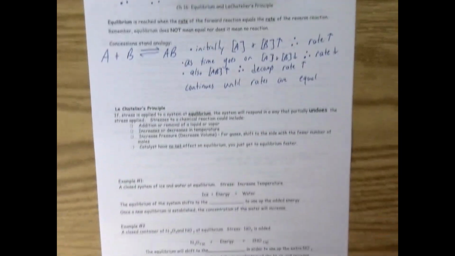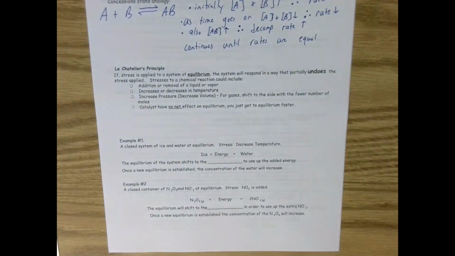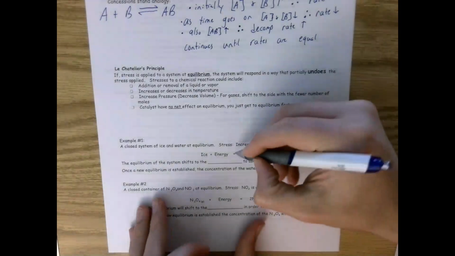So example one is a very kind of common sense example. You can probably answer it on your own pretty easily. So this is a closed system of ice and water is at equilibrium. So imagine you have something at 0 degrees Celsius. At 0, water does what? Okay, it freezes. At 0, ice does what? Melts. So we're going back and forth at equilibrium. So the forward and the reverse reaction happens. And it says the stress that I induce is I increase temperature. So we have the balanced reaction. Ice plus energy gives me water. And my arrows, as always, are kind of jacked up.